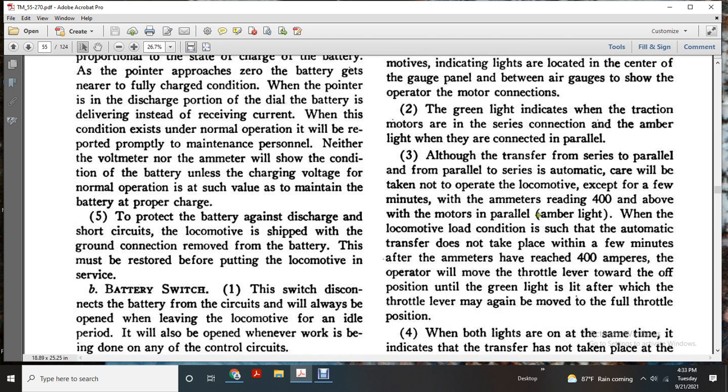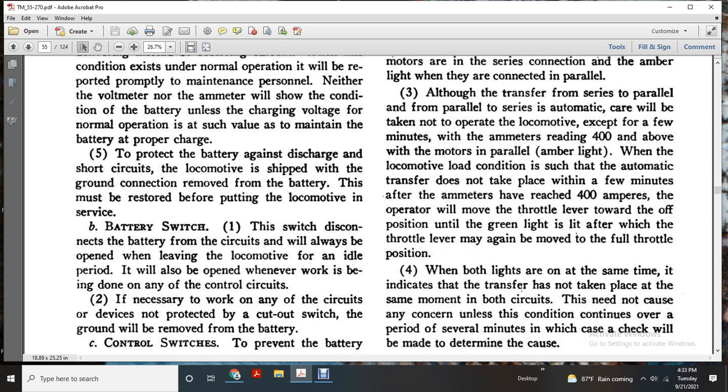At 400 amperes and above, the motors are in parallel and the amber light is on under locomotive load conditions. If the transfer does not take place within a few minutes of the ammeter reading 400 amperes, the operator will move the throttle lever to the off position, and the green light will come on, after which the throttle may again be moved to the throttle position.